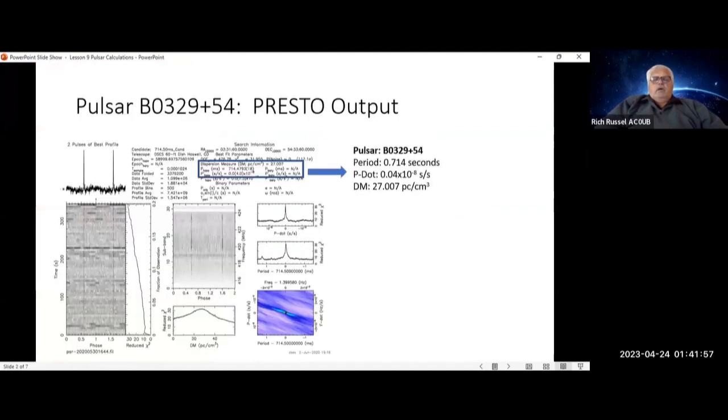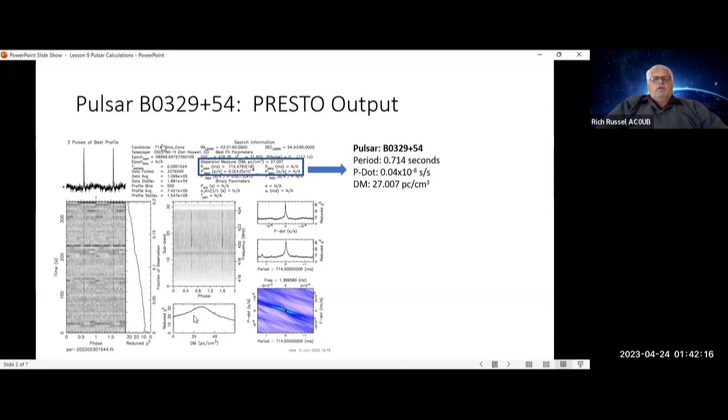This is an example of a PRESTO output, which is one of the primary software packages to detect pulsars. This is an example of the brightest pulsar in the northern hemisphere, B0329+54. The 0329 is the approximate right ascension. The +54 is the declination, which is the phase versus time chart.